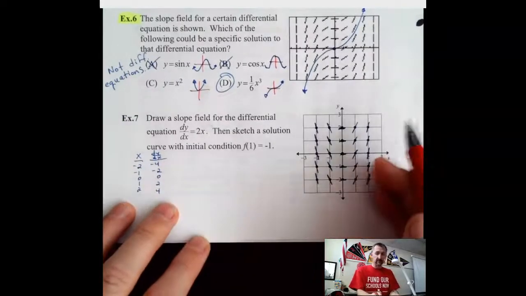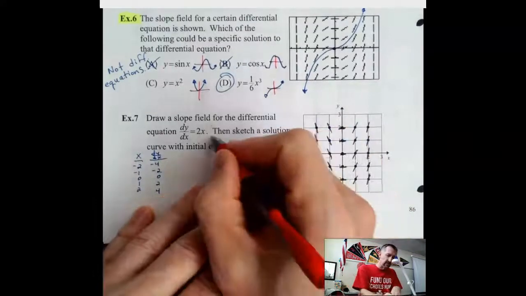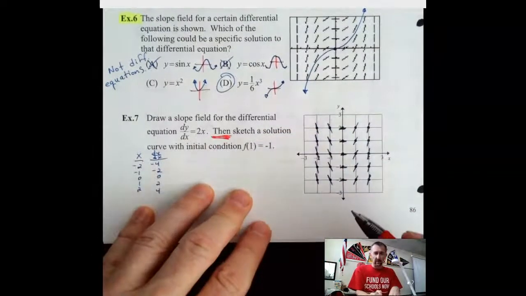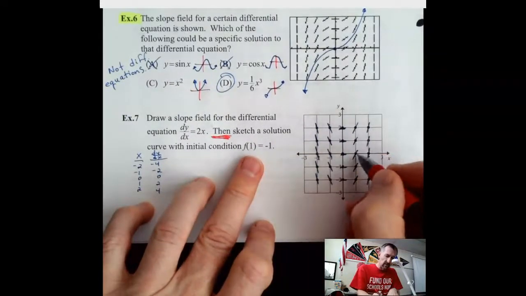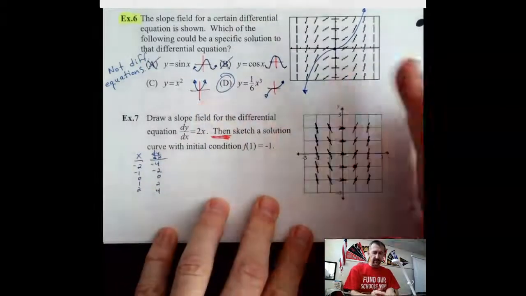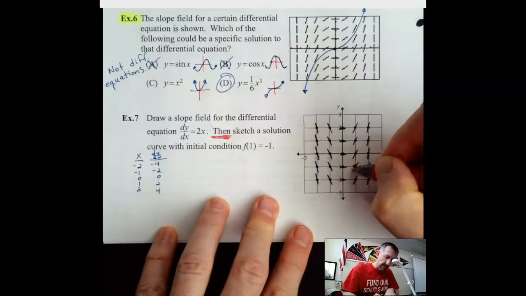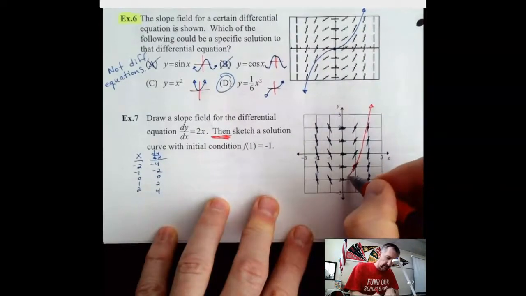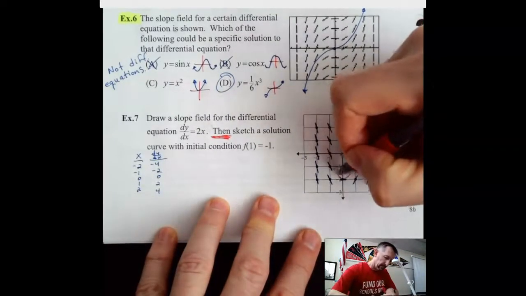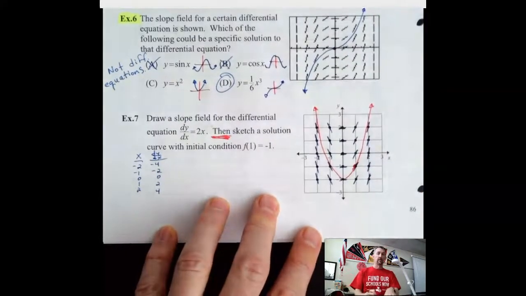Oh, I didn't finish this actually. Sorry. I guess I should finish this. Then, so there's the differential equation. Then, probably should finish this before I do something extra. The initial condition 1, negative 1. So 1, negative 1 is right here. So they're telling you, okay, that's your slope field, but we know that you have that starting point. So that is going to look something like this. Okay.